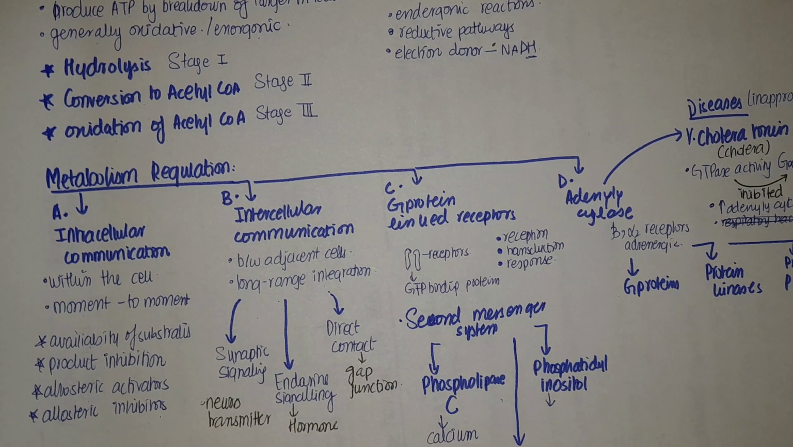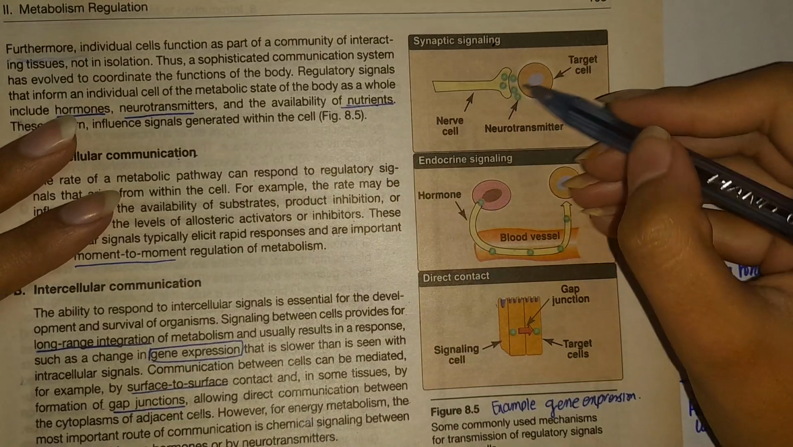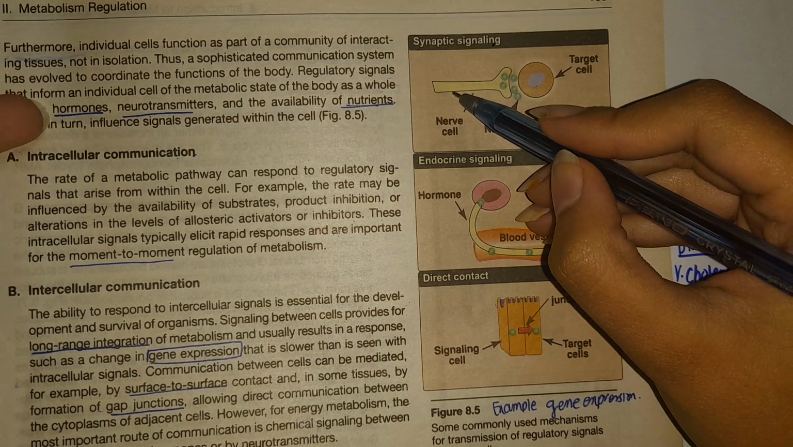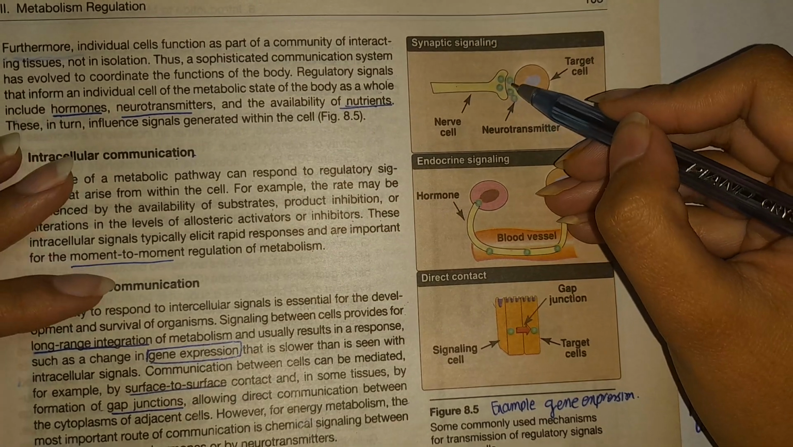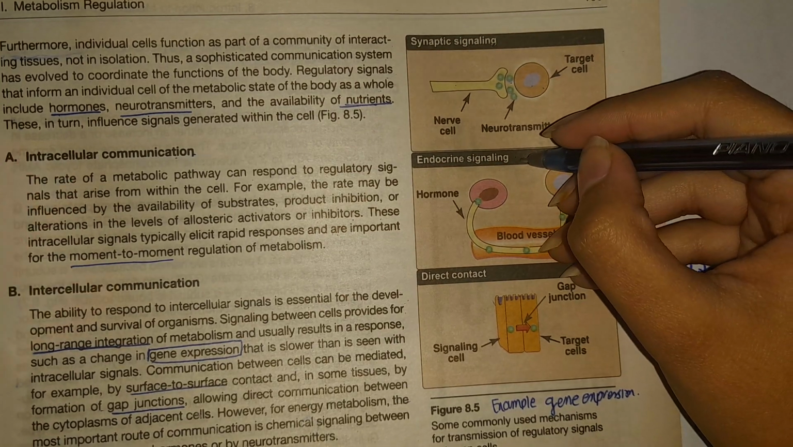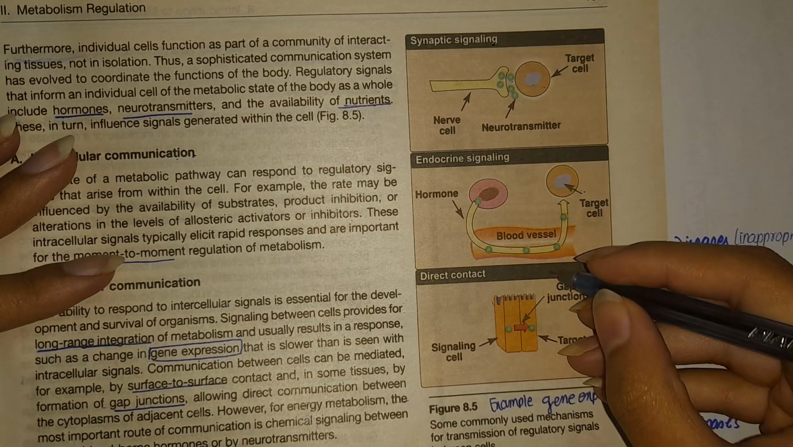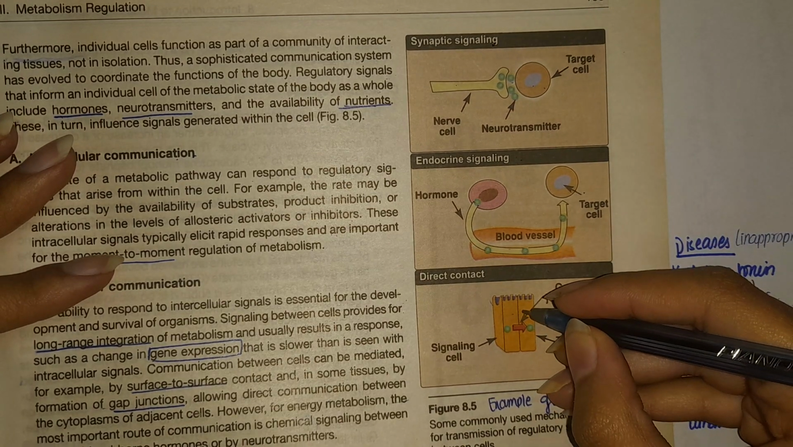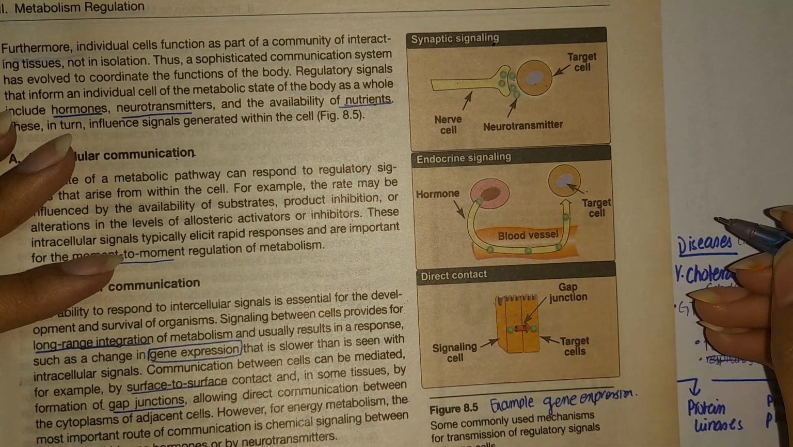So what is synaptic signaling? Let me go to the book. As you can see, this is a synaptic signal. A neuron or nerve cell is connecting to another target cell by means of neurotransmitters. So this is synaptic signaling. The other one is endocrine signaling, which is by means of hormones to the target cell. And the third one is cell to cell direct contact by means of gap junctions between them.